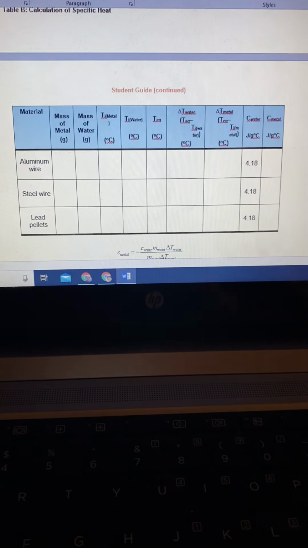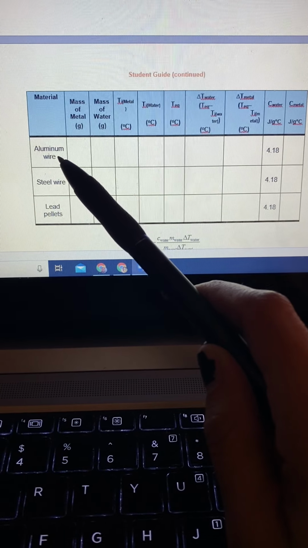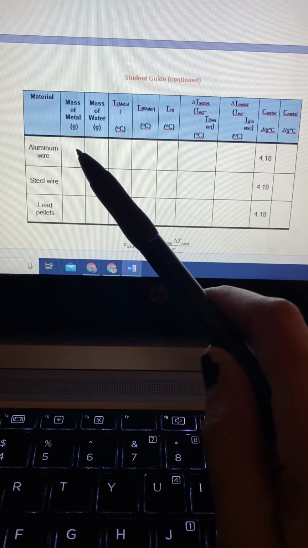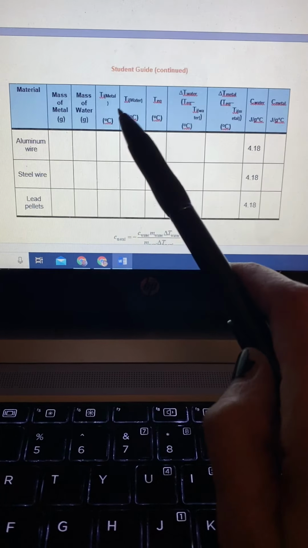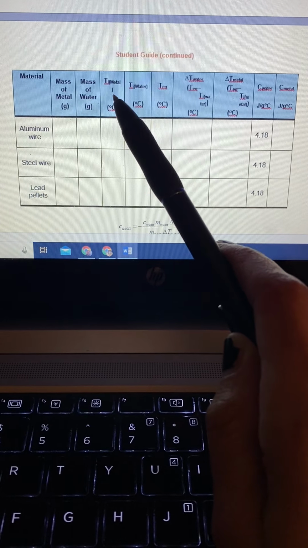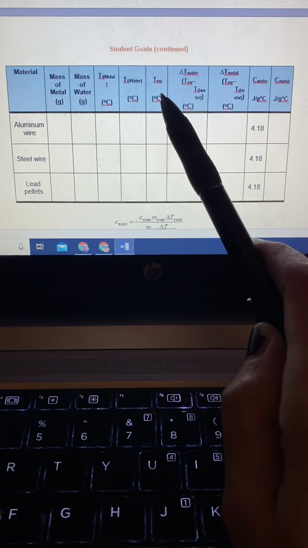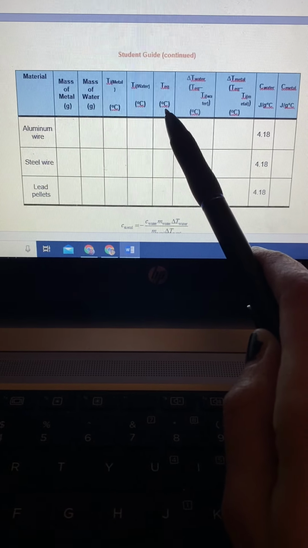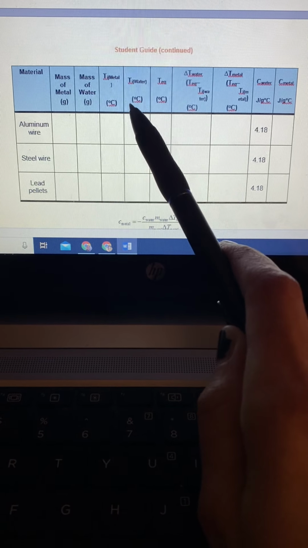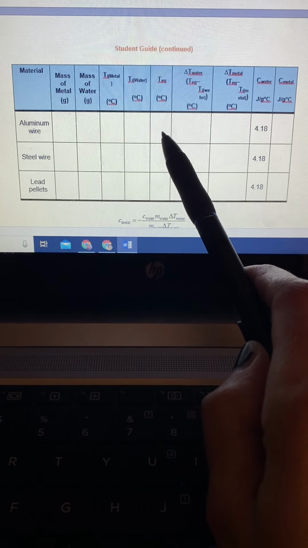But I just want to talk about how to fill out Table B, which is the calculation of specific heat. So when you go through the lab online, it has you prepare, for example, aluminum wire, put it in the calorimeter, and you're filling out the mass of the metal, the mass of water, Ti of the metal, which is the initial temperature of the metal, Ti of the water, the initial temperature of the water, and the temperature at equilibrium, which should be the same, right? Because equilibrium would be when the water and the metal have the same temperature.